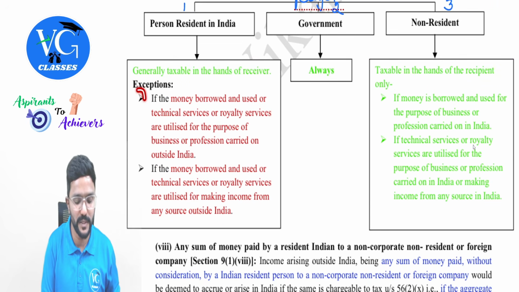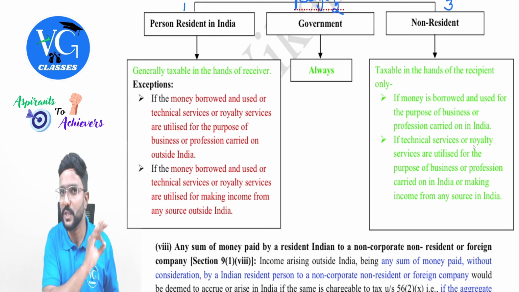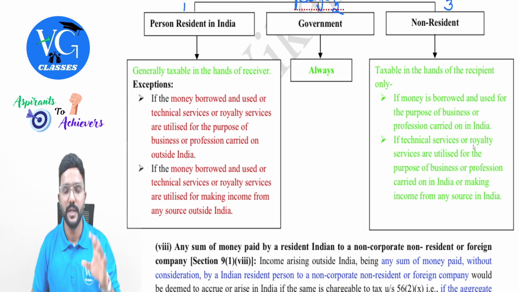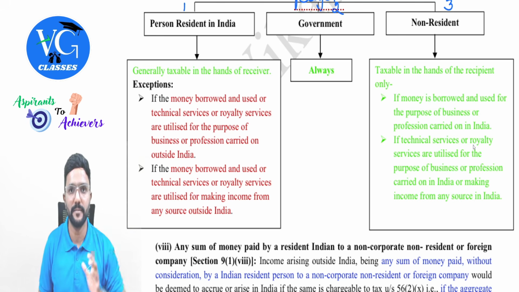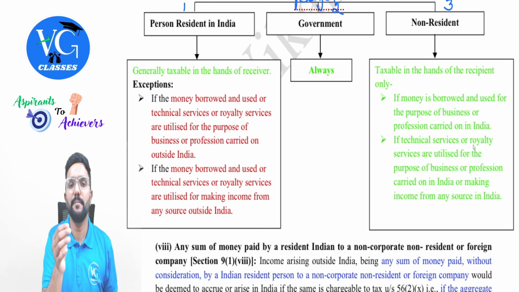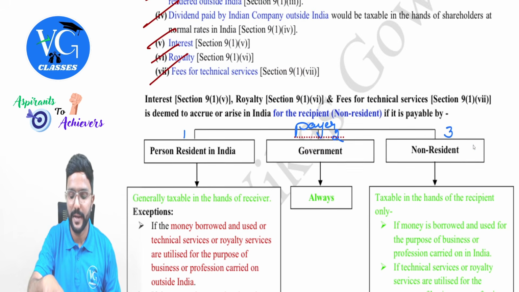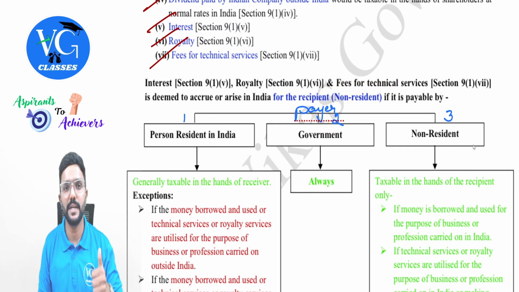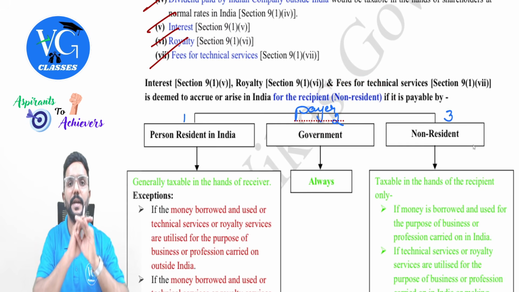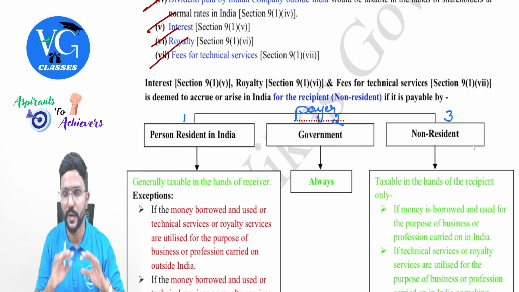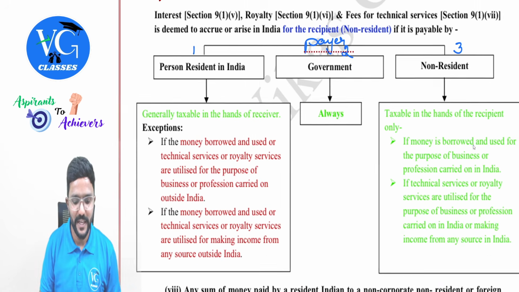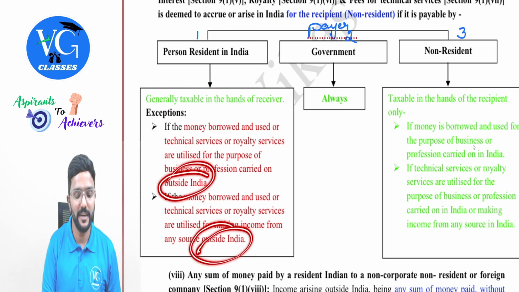I repeat, I will combine both these points. Whatever I have given in red is not an income deemed to accrue or arise in India. If the money borrowed or the royalty services or technical services is used for business or profession outside India, or it is used for making any money outside India, then such income which is received by a non-resident in the form of interest, royalty, or fee is not deemed to accrue or arise in India and hence not taxable. That means indirectly, if this is in India, then it will fall in this case.